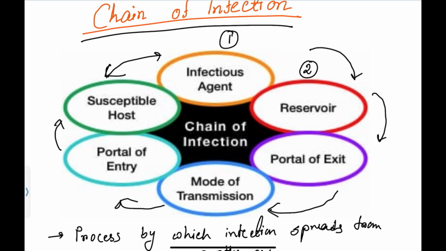Second one is reservoir. Third one is portal of exit. Fourth one is mode of transmission. Fifth one is portal of entry. And the sixth and last one is susceptible host. We will discuss one by one. At the same time, we will also discuss how to break this chain. So in today's session, we will be discussing the chain of infection as well as prevention of infections by breaking this chain. Okay, so stay with me till the end.